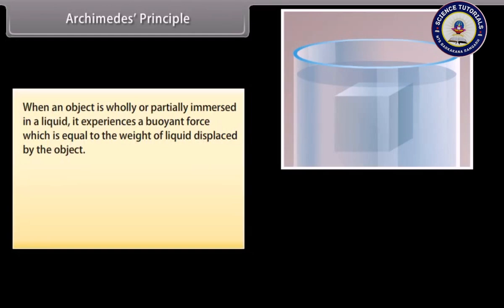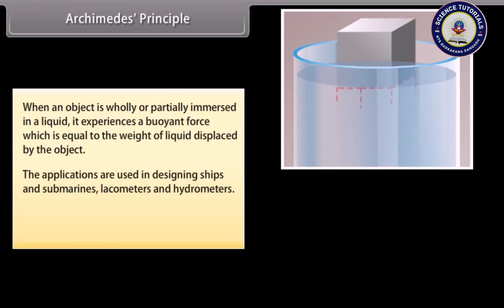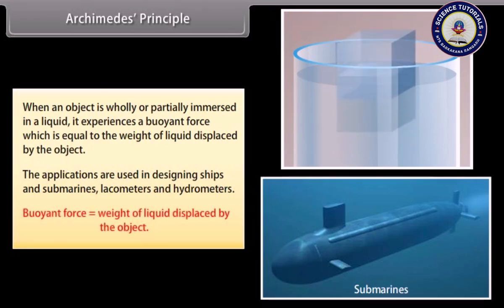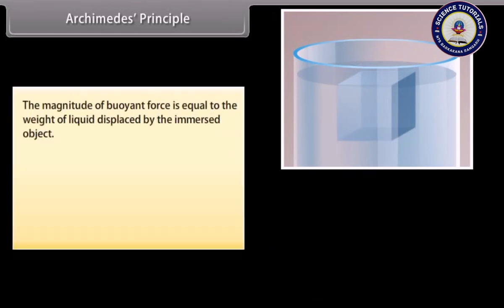Archimedes' principle: when an object is wholly or partially immersed in a liquid, it experiences a buoyant force which is equal to the weight of liquid displaced by the object. The applications are in designing ships and submarines, lactometers and hydrometers. The magnitude of buoyant force is equal to the weight of liquid displaced by the immersed object.